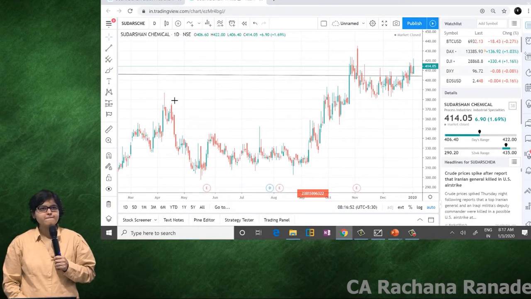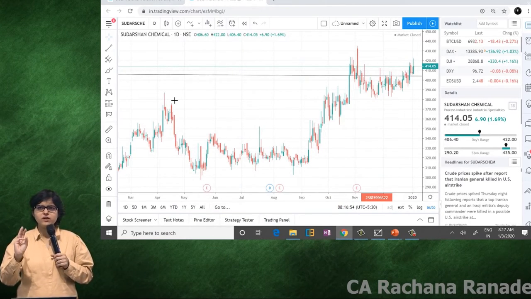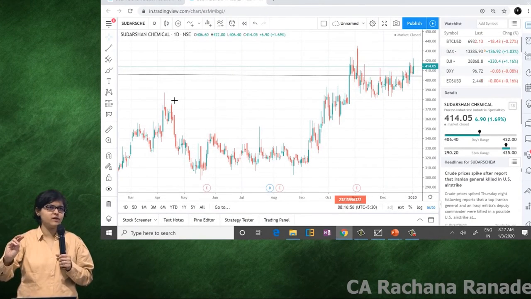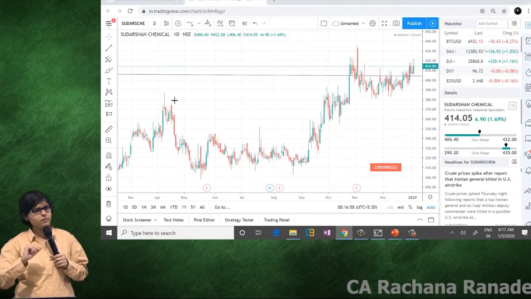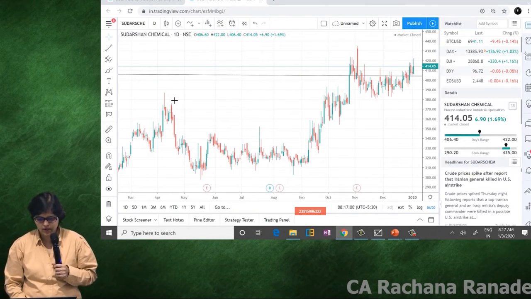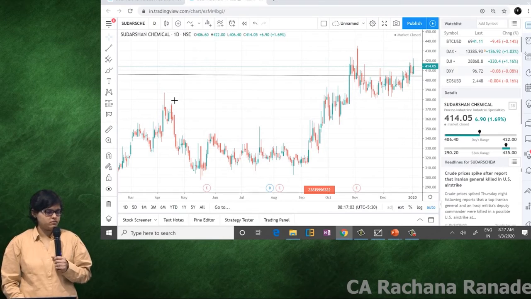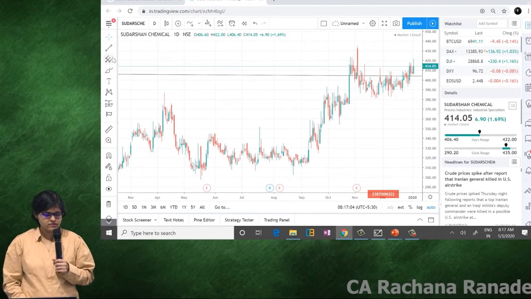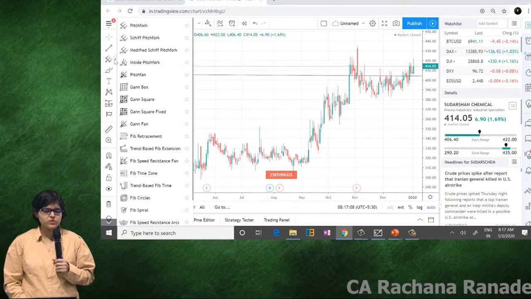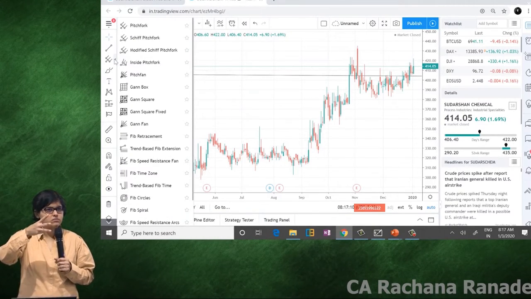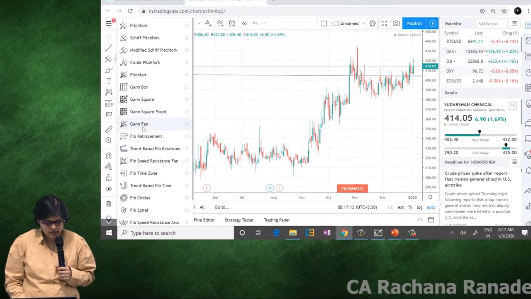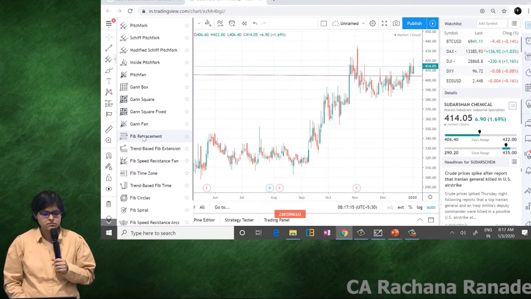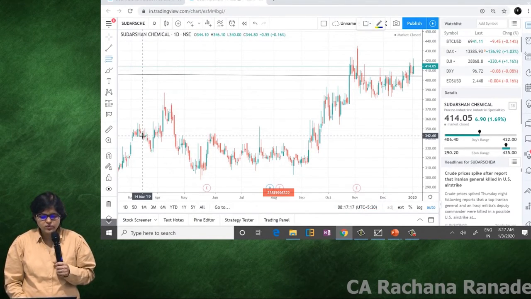Okay. We have checked RSI for Sudarshan Chemicals. We have checked MACD for Sudarshan Chemicals. I guess we had also checked Bollinger Band. No, we have not. Okay. But before we check that out, first let's check Fibonacci. First we'll check the pitchfork. From the pitchfork, we are going to check fib retracement. Who can tell me what is to be joined?